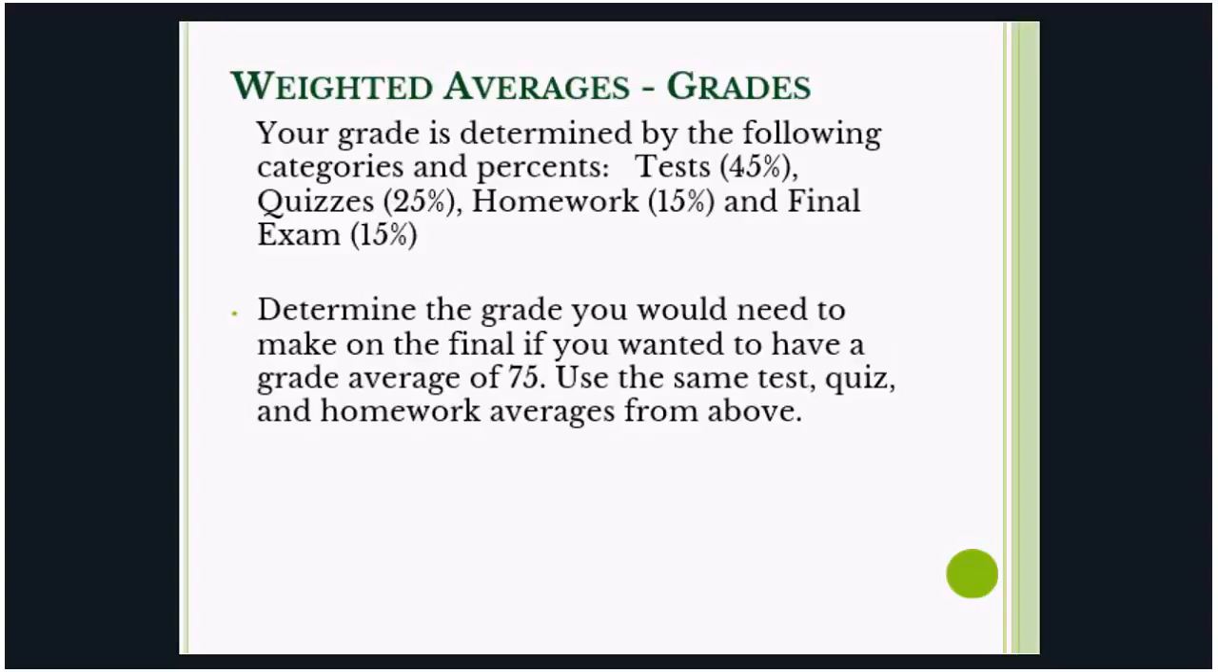Now here it's saying determine the grade that you would need to make on the final if you wanted to have a grade average of 75. So we're going to use all the same numbers from the previous problem, and we're going to calculate what we would need to make on the final exam in order for our average to calculate out to 75. So here I set this first part of the problem up the same. The difference is here. I'm going to do 15% times x, and I'm going to set it equal to 75. And then I simply solve for x. X is going to equal 8.41.